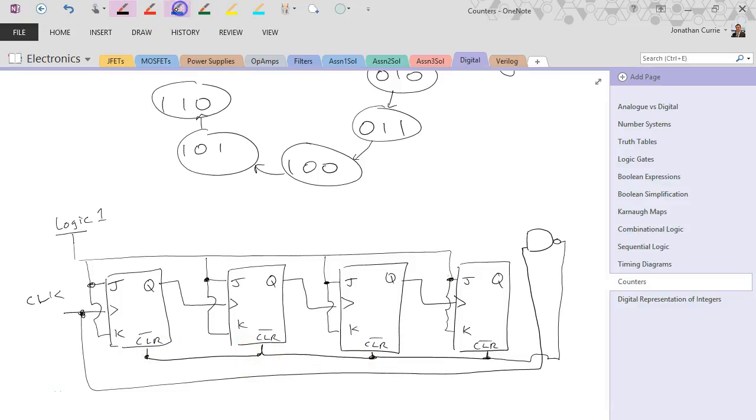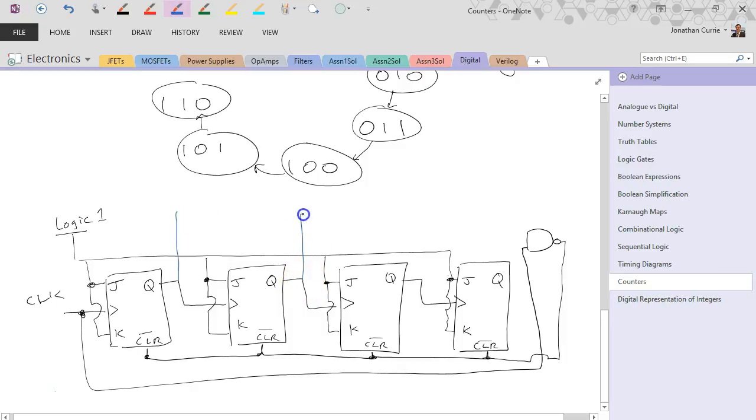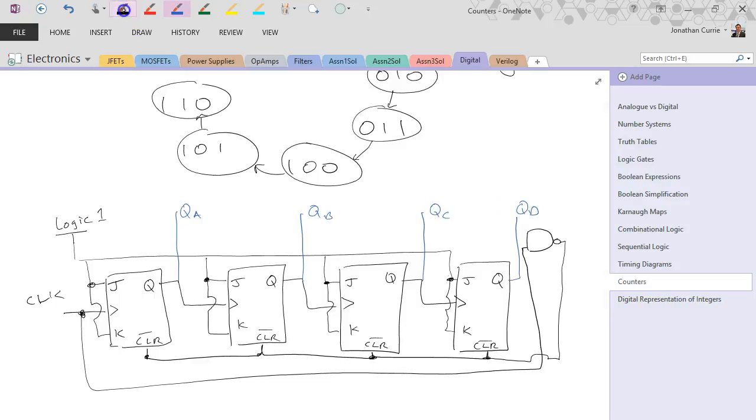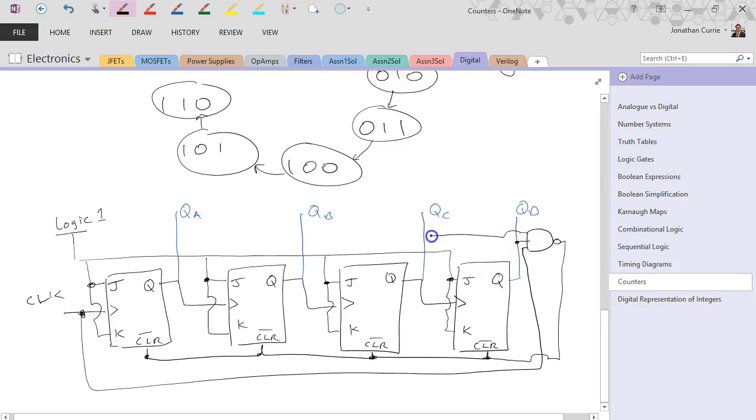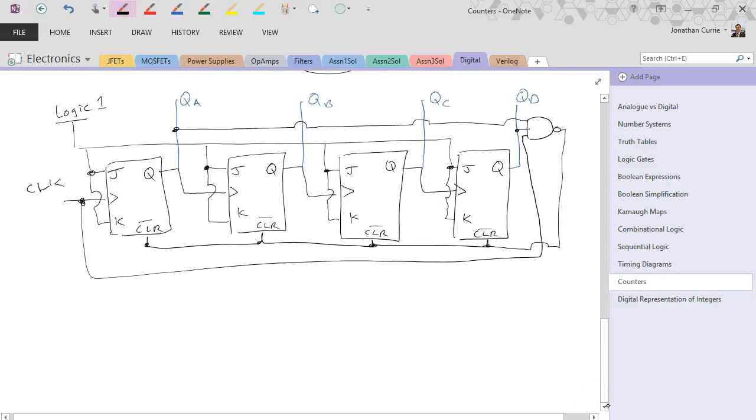And we're going to bring out our counting bits from QA through to QD. And I'm going to connect a couple more of these to my AND gate. In this case, QA, QD, and the clock all connect to my AND gate. So let's have a look how this circuit functions.